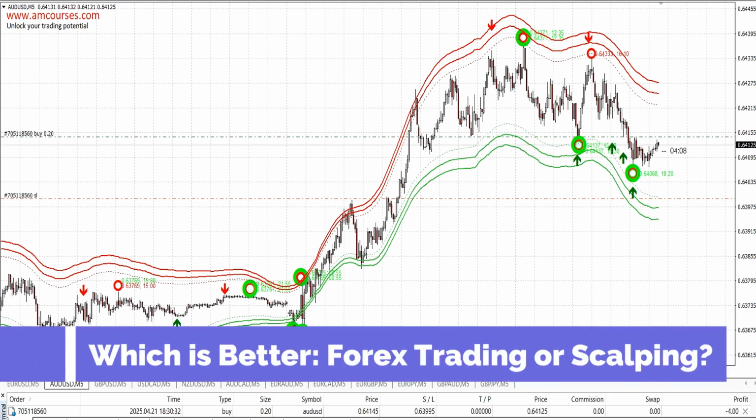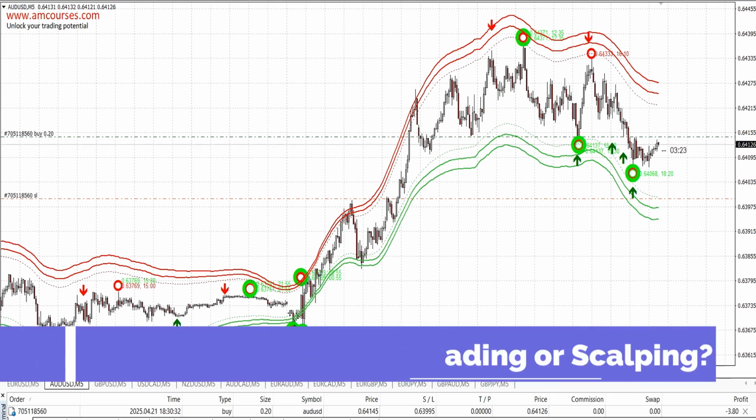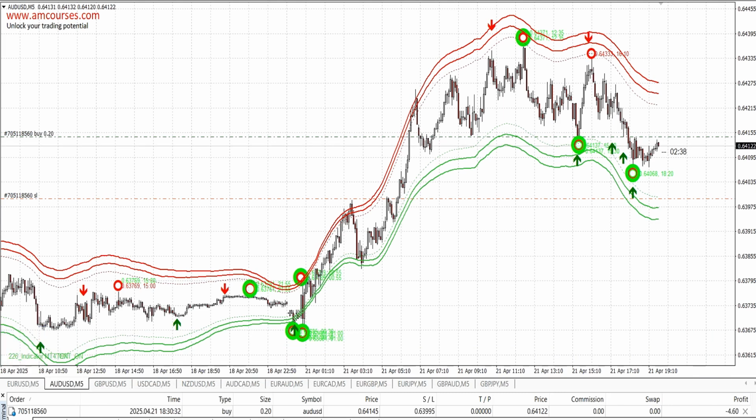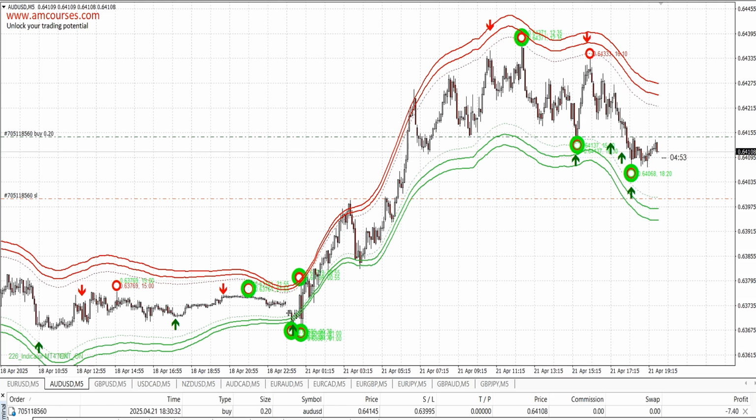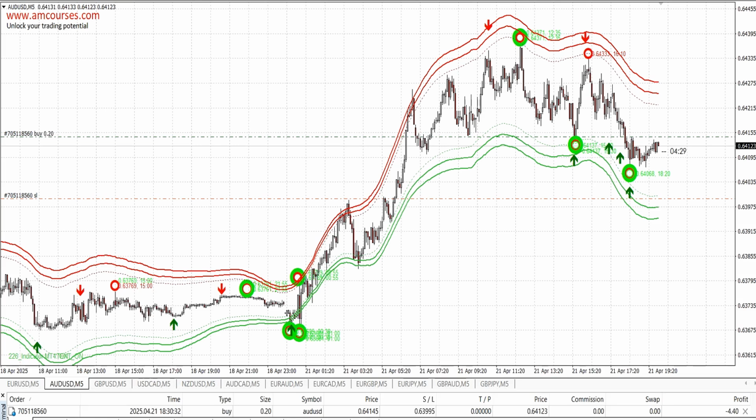Which is better? Forex trading or scalping? Honestly, both have their pros and cons, and the right choice depends on your personality and trading style. If you prefer quick trades and enjoy being active during sessions, scalping might be perfect for you. But if you like analyzing the market and holding trades for longer time frames, then regular Forex trading or swing trading could be a better fit. No matter which one you choose, the key is to stay consistent, manage risk wisely, and stick to one strategy at a time until you master it.